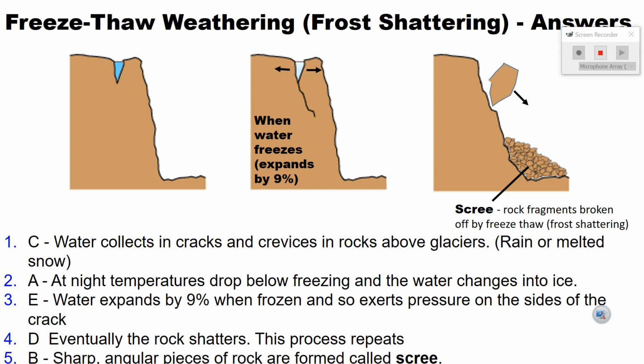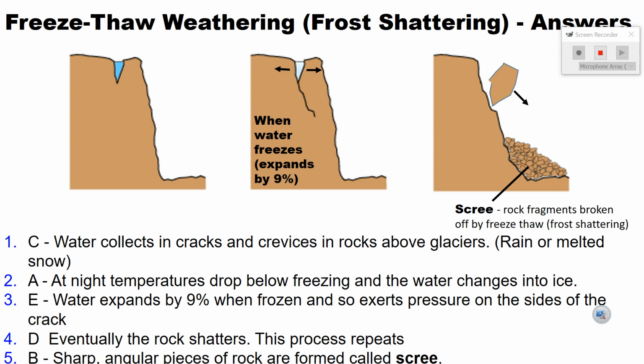And at night time, the temperatures drop below freezing and the water changes into ice. That water, actually, if you want a specific fact to develop your answer a bit further, expands by 9%. So if anyone's chucked a bottle of fizzy pop, bottle of ginger, as they say in Glasgow, into the freezer before, then you'll tend to find that it will burst because the water expands in it by 9%, and it exerts pressure on the sides of the crack. Number 4, eventually the rock shatters, and this process repeats.